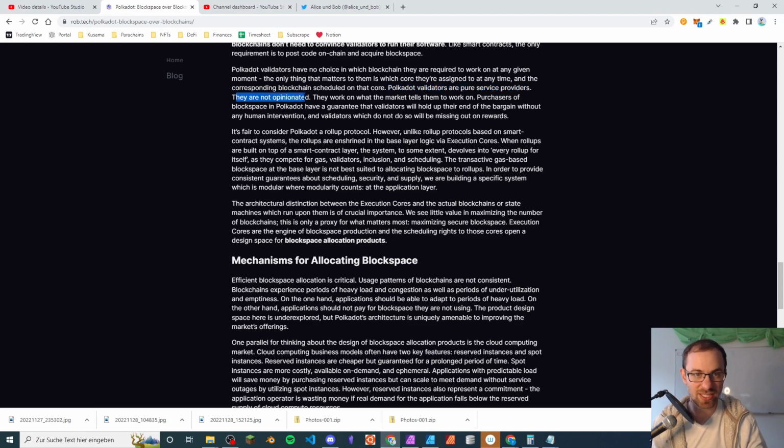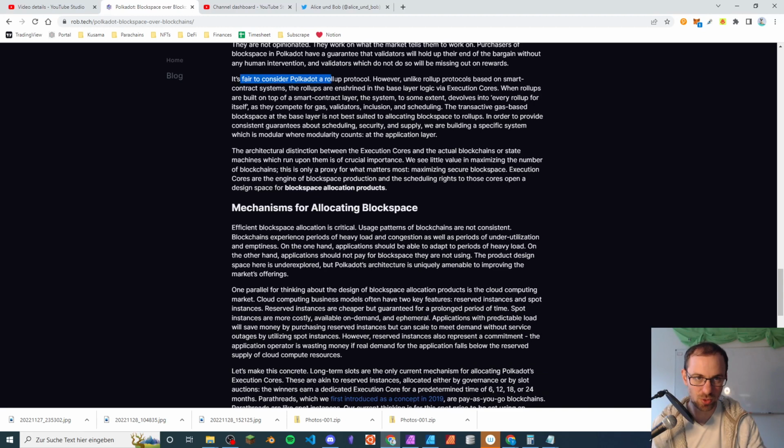They are not opinionated. They work on what the market tells them to work on. Purchasers of block space in Polkadot have a guarantee that validators will hold up their end of the bargain without any human intervention. And validators which do not do so will be missing out on rewards. Okay, so it's basically describing the incentives and also how the protocol enforces this. The protocol enforces this by making it part of the core relationship of validators to the network, that they just validate the work that is given to them by the cores.